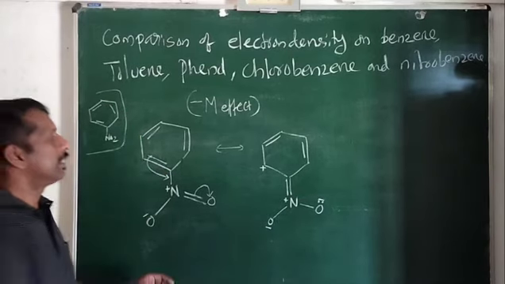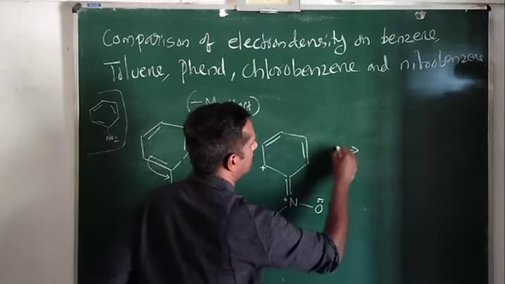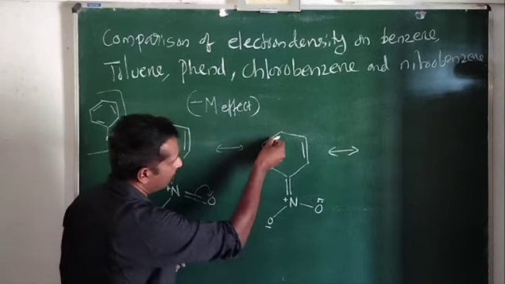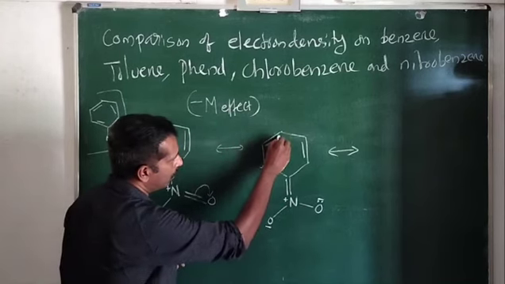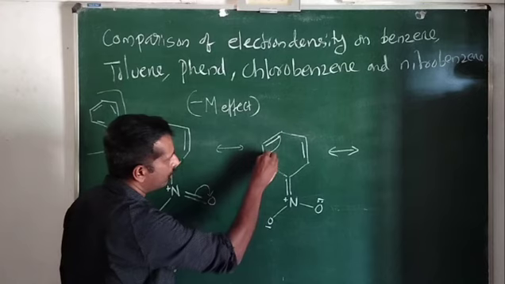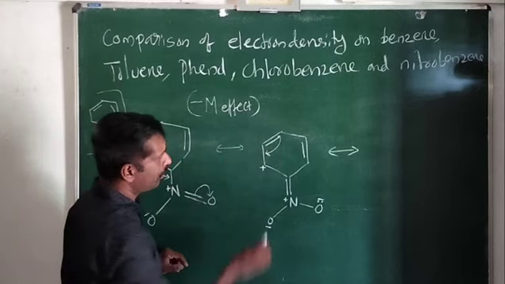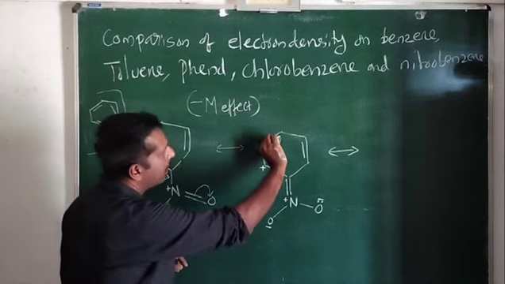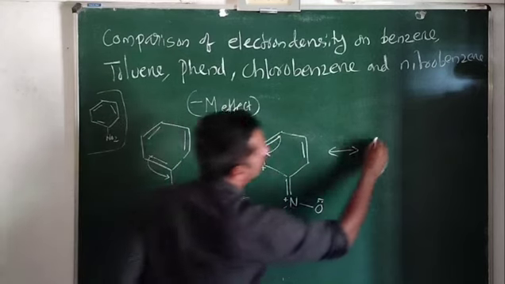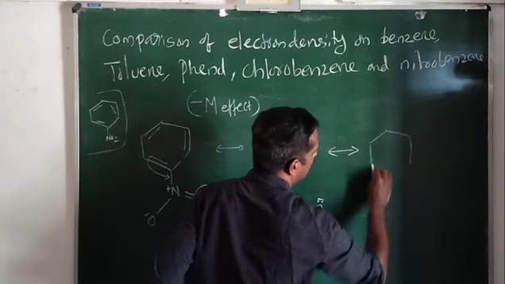Clear? In the next step, next structure, you can see that this bond breaks from this carbon, and it will be shifted to here. So what will happen? The bond breaks from this carbon and it will come like this. So we get the next resonance structure like this.